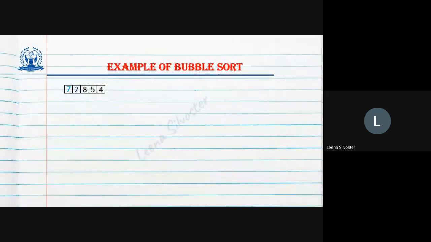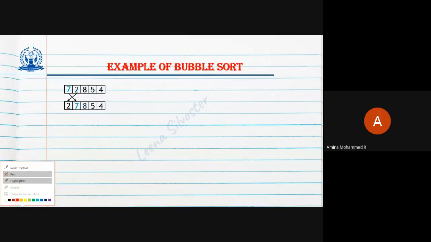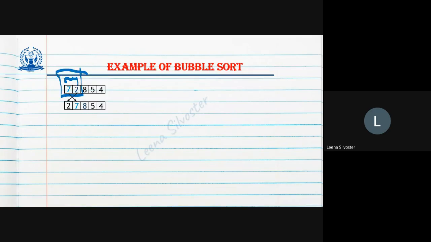Okay, these are our elements: 7, 2, 8, 5, 4. They are stored in an array. Then we have to compare the first two elements. Which are the first two elements? 7 and 2. First, we compare these two elements. Just compare 7 and 2.